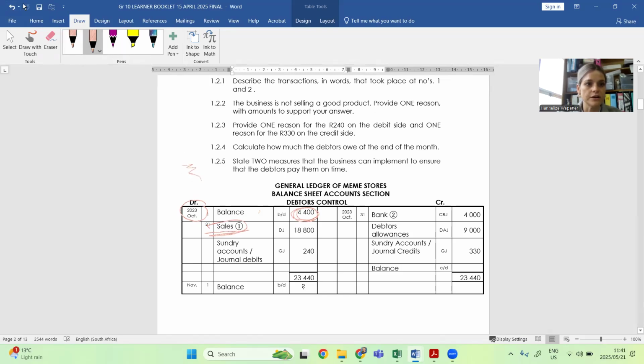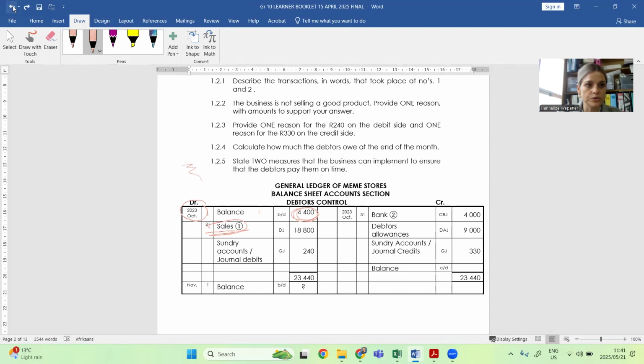Okay, so I need to also have the information regarding people who purchased from me during the current month on credit. So that's what the DJ is there. Then if we look to the credit side, so remember debtors, the more they buy from me without paying, the more I debit their accounts, my asset is increasing. Whenever they make payment to me, they owe me less, so I credit their account. And that's why we have bank here on the credit side.